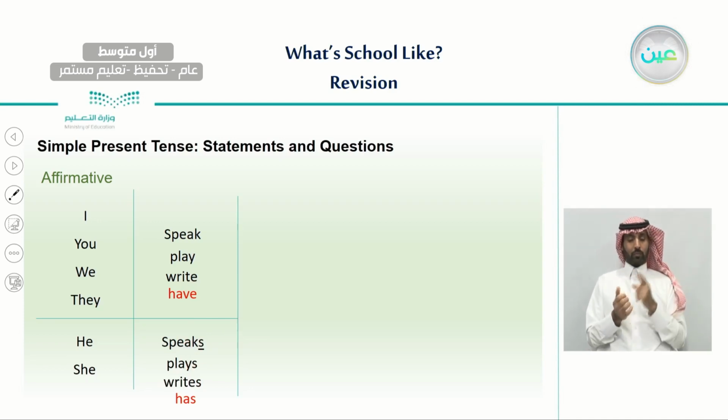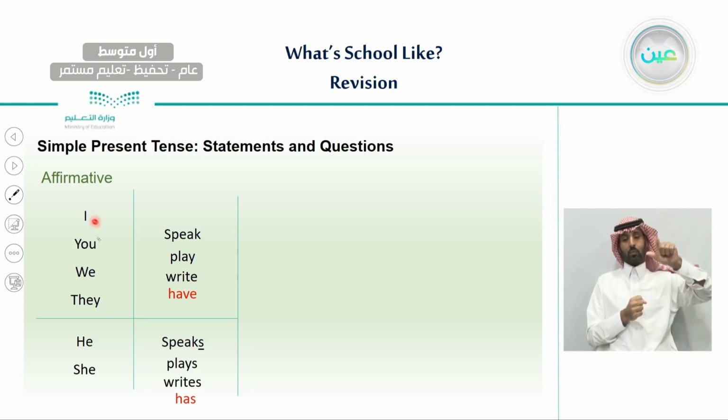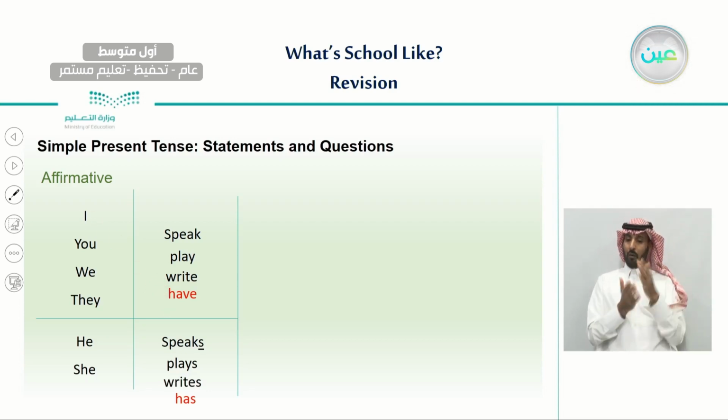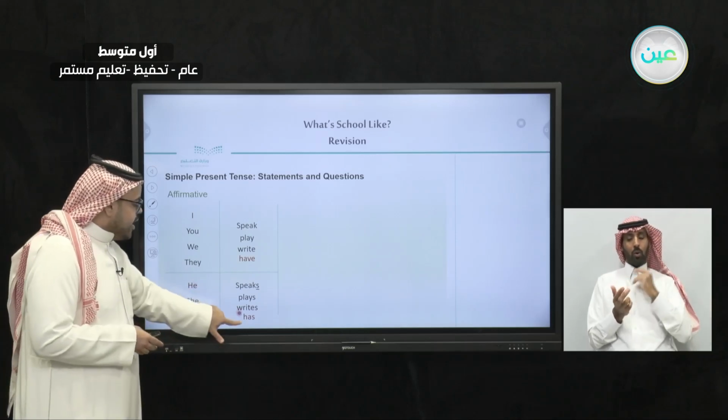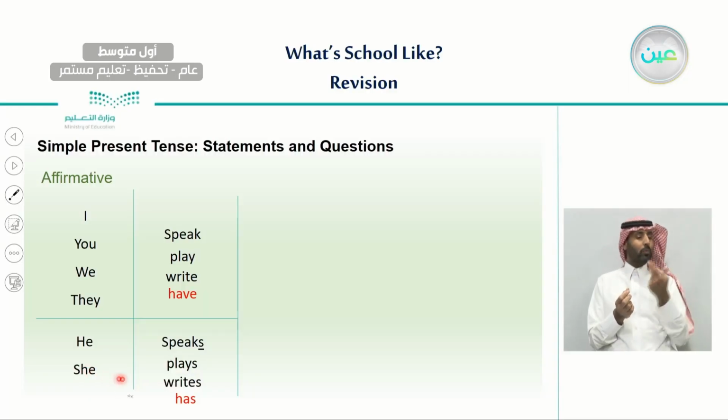For example, the verb have. I have a book, you have a book. But if we want to use the verb have with the third person singular pronoun, in this case, we change it to has. So the sentence will be, he has a book or she has a book. So the verbs in black are the regular verbs, and the verbs in red, we call them irregular verbs, that have their own rules.